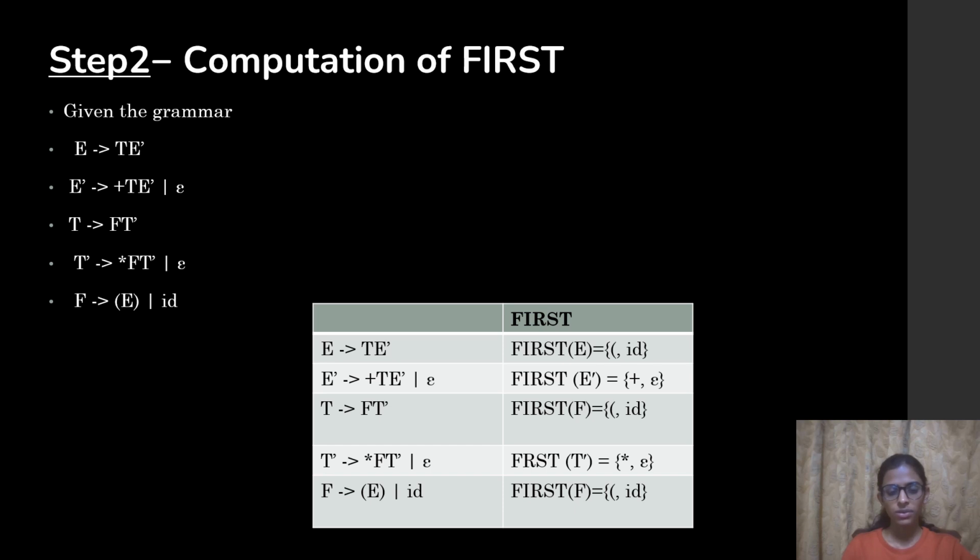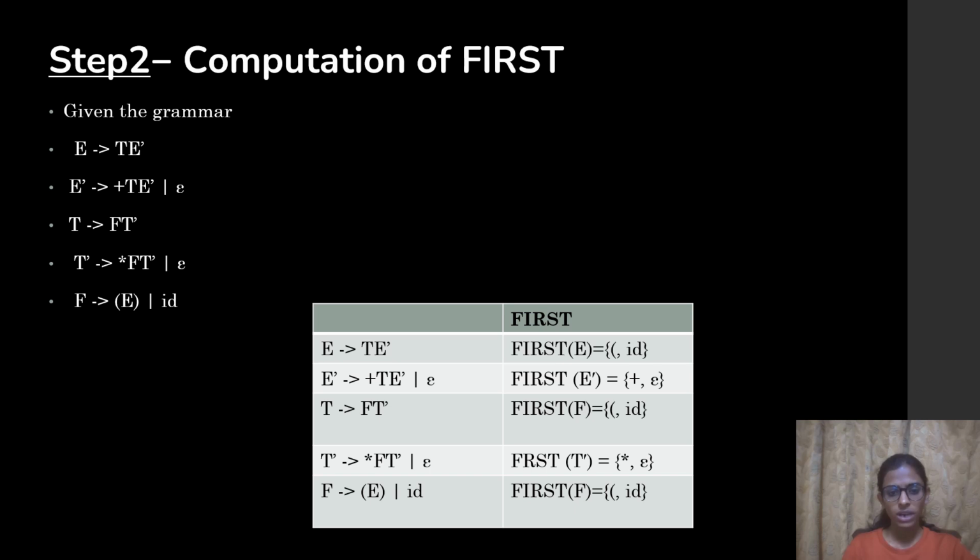So the computation of FIRST is as follows. For the first statement, E gives TE', we have FIRST of E equal to open bracket, id. So E gives TE', T gives FT' and F gives (E) or id. So taking the open bracket and id, FIRST of E is equal to open bracket, id. Next, E' gives plus TE' or epsilon. For this, we have plus and epsilon as the FIRST.